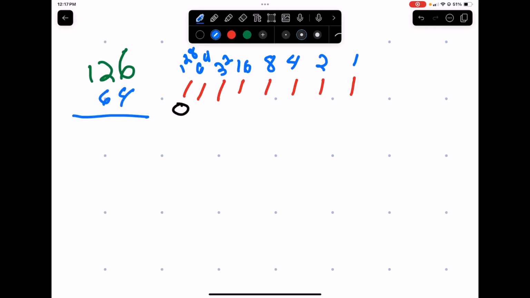The answer is yes. So 126 minus 64. I should have had a calculator next to me, because I want to make sure I'm not bad at math today. Yes, it's 62. So we're just going to put a 1. Alright, so 62, can we subtract 32 and get a positive number? Yes. So let's go ahead and put our 32, and then that is a 1.